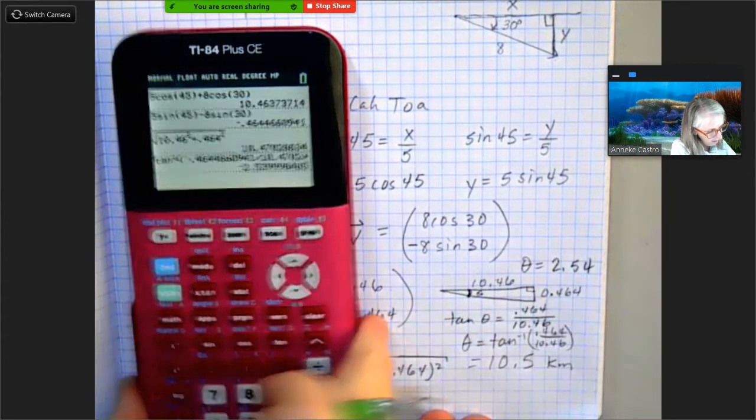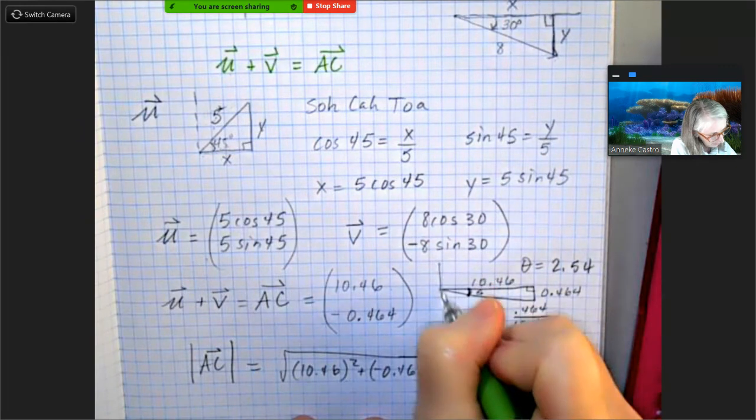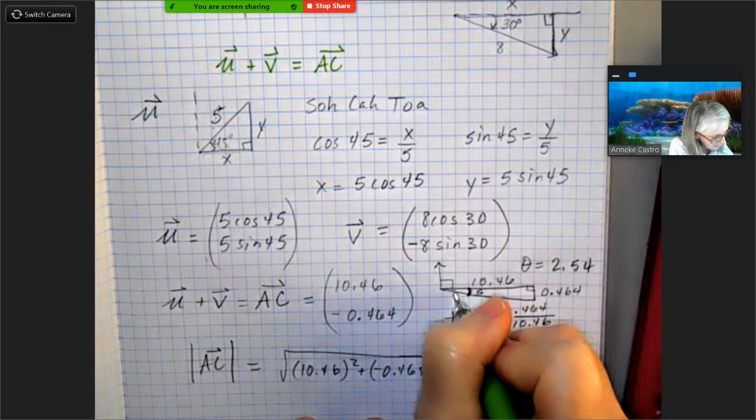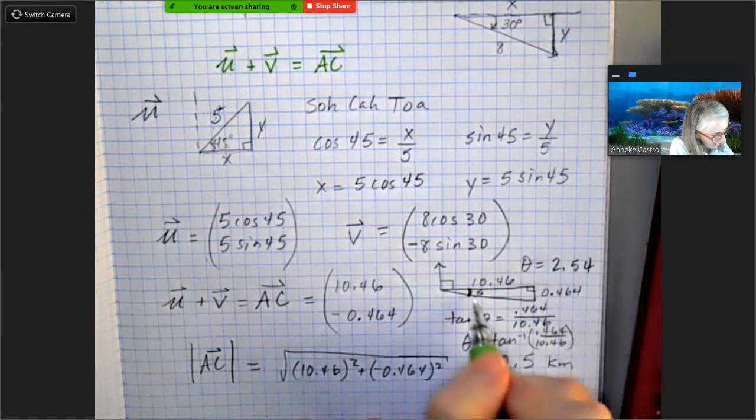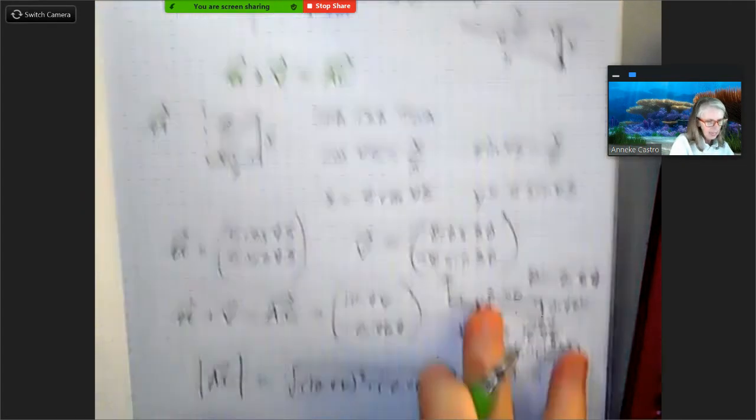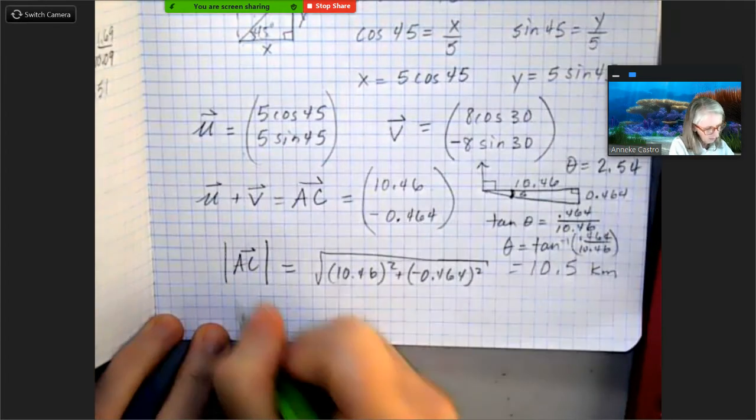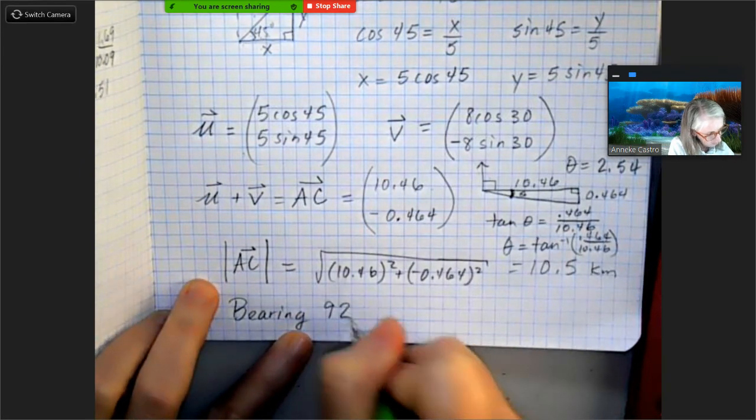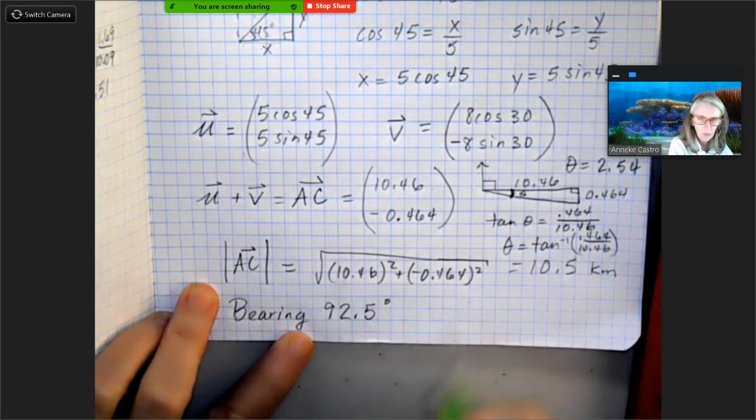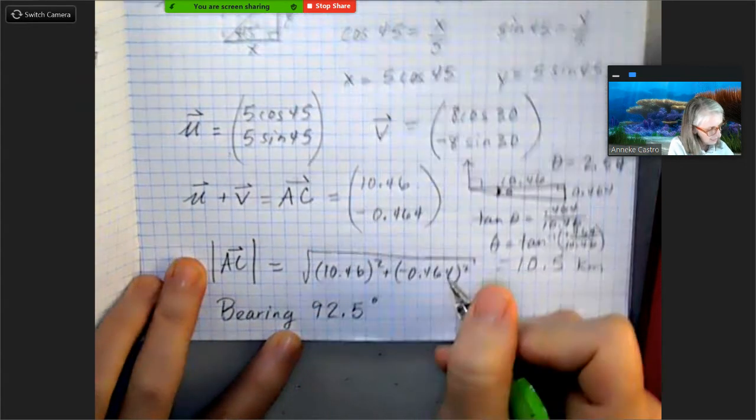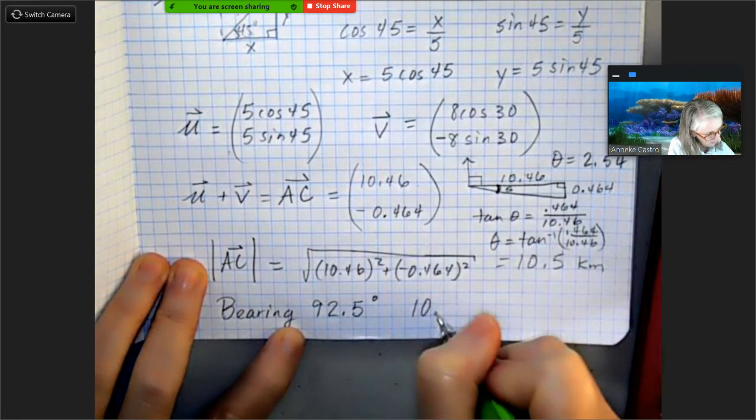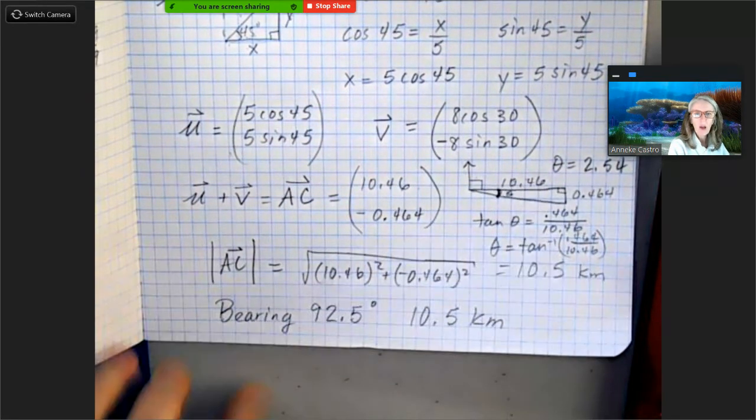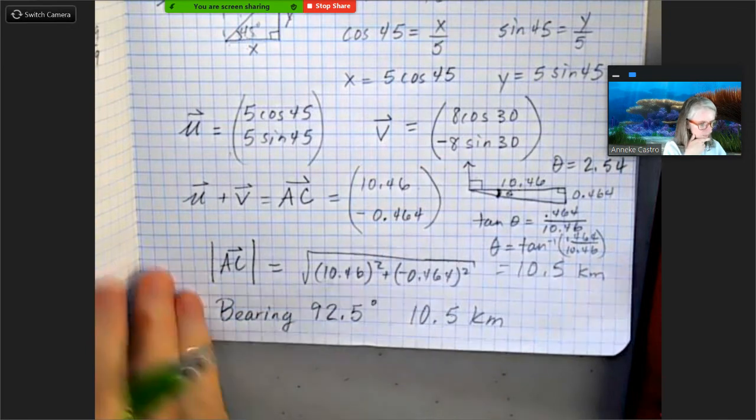Now, though, to make it a bearing, remember a bearing is in relationship to due north. So I'm going to have to add that to my 90 degrees. So if I add that to my 90 degrees, I get my final answer that the bearing is 92.5 degrees because I'm rounding it to 3 sig figs, and the distance is 10.5 kilometers. And there it is. Okay, so there it is using vectors.